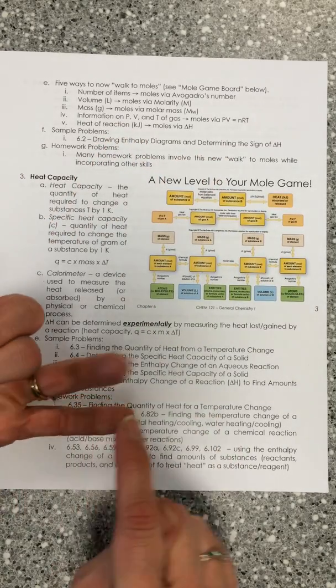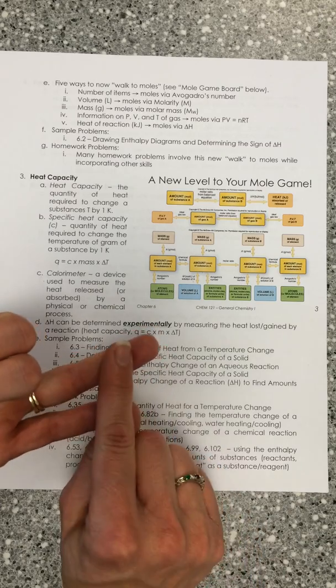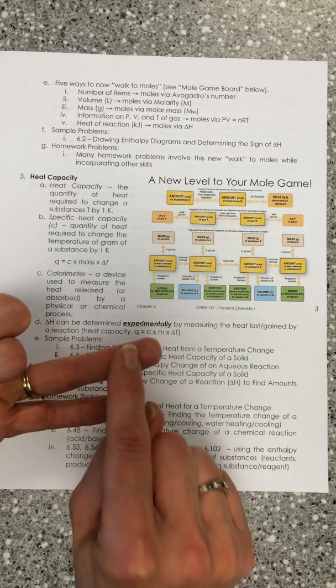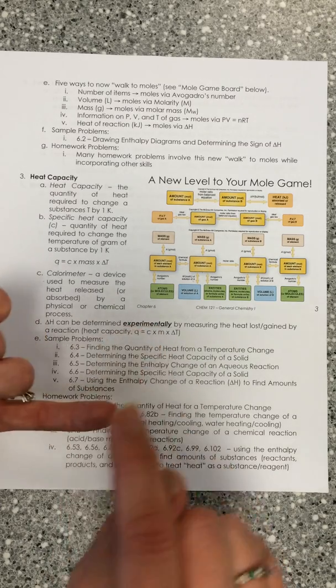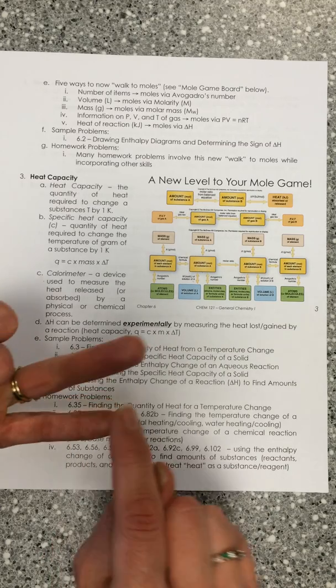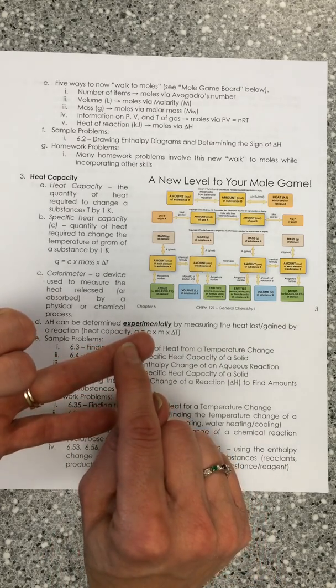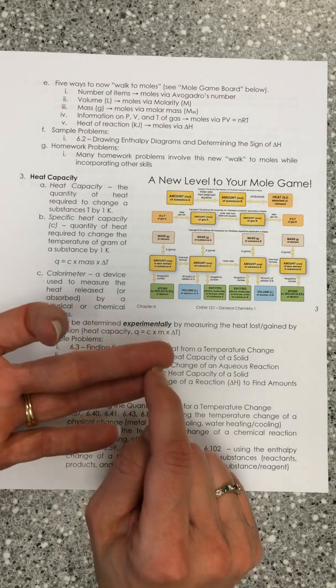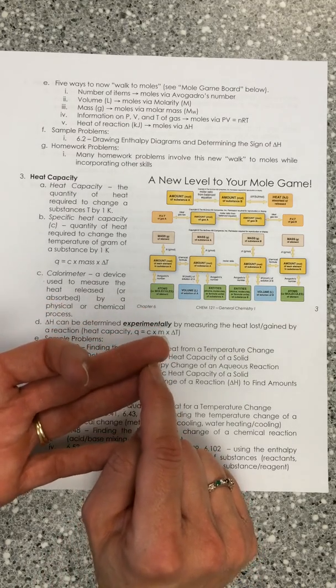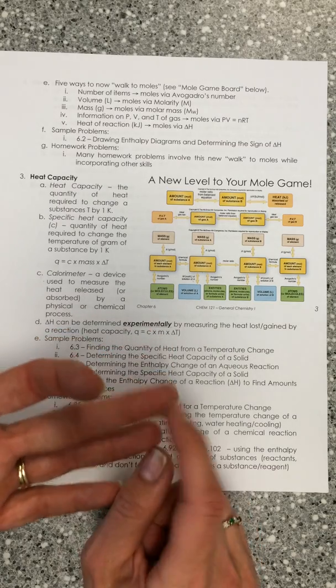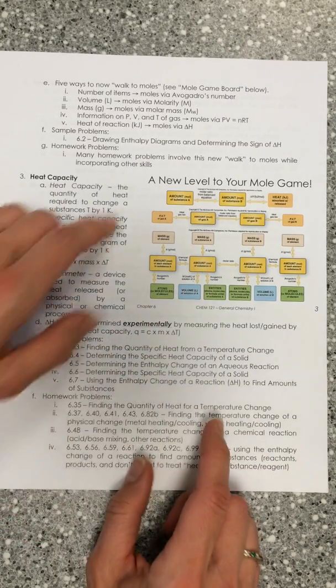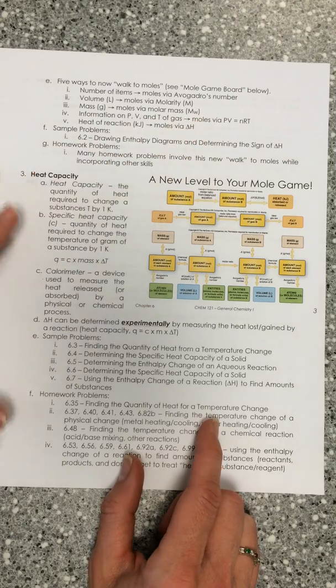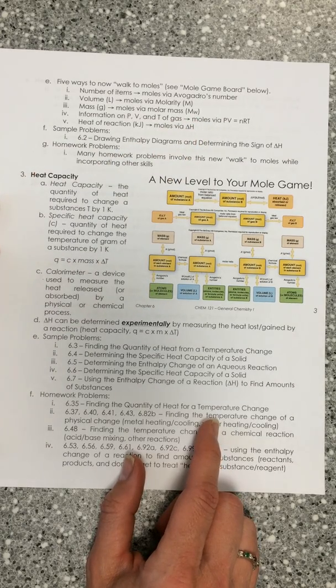If you know the mass of something, you can walk to moles with molecular weight. If you know the volume, you can walk to moles using molarity. If you know the quantity of something, you can walk to moles using Avogadro's number. If you know the pressure, volume, and temperature of a gas, you can use PV equals nRT to walk to moles. And lastly, now that we know the heat of the reaction, we can walk to moles using delta H and that concept of thermochemical equivalence.